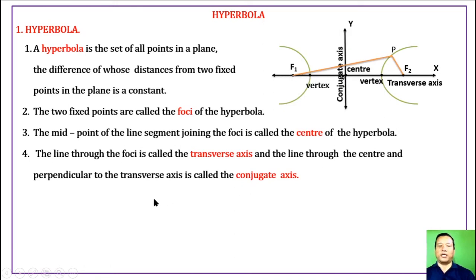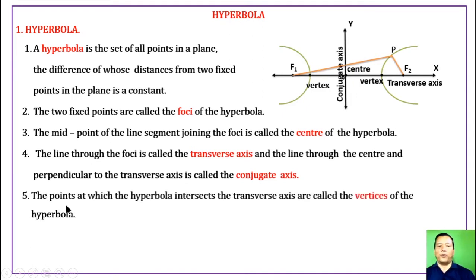The points at which the hyperbola intersects the transverse axis are called the vertices of the hyperbola.